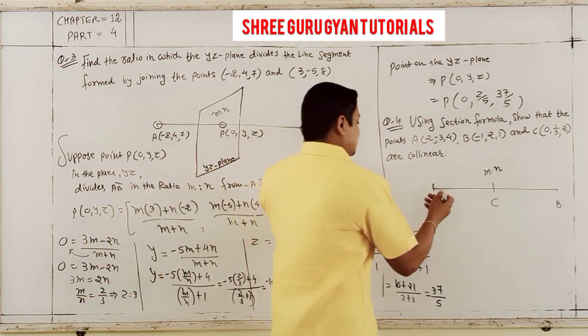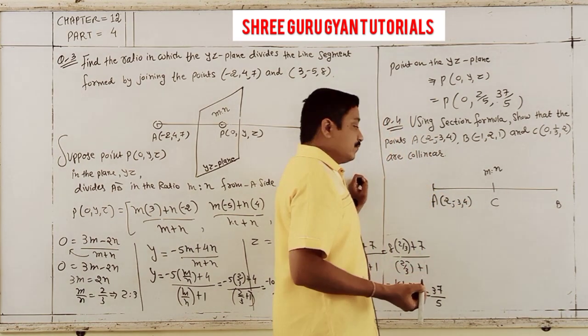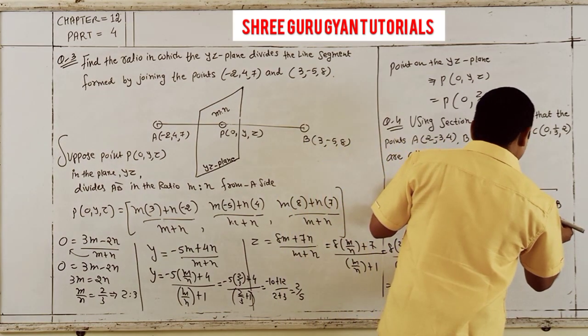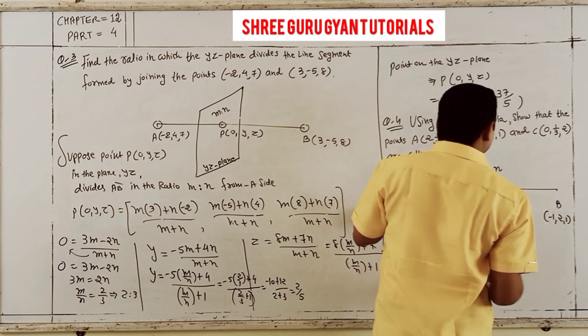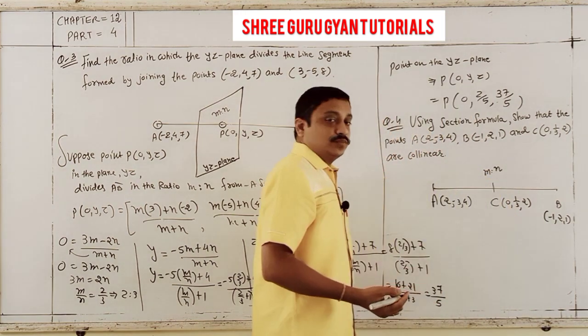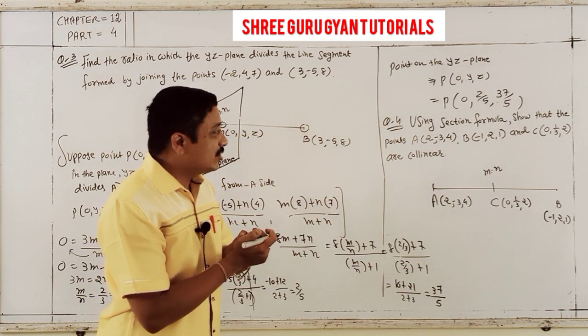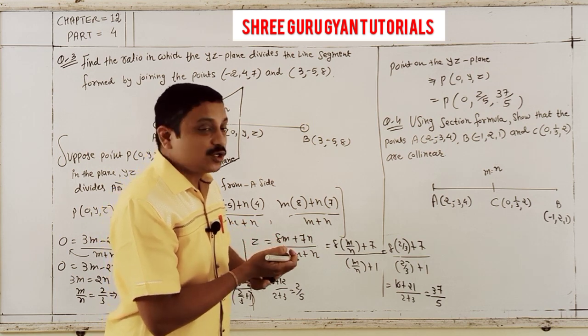From the given sides, A is (2, minus 3, 4), B is (minus 1, 2, 1), and C is (0, 1/3, 2). I am just putting down all the coordinates: A (2, minus 3, 4), B (minus 1, 2, 1) and C (0, 1/3, 2).